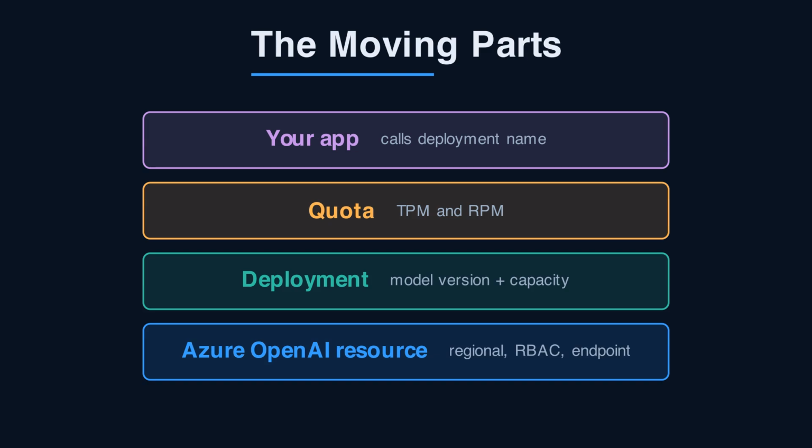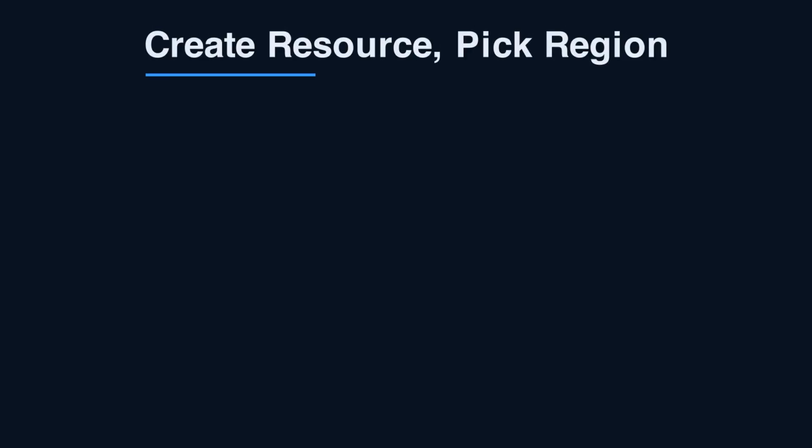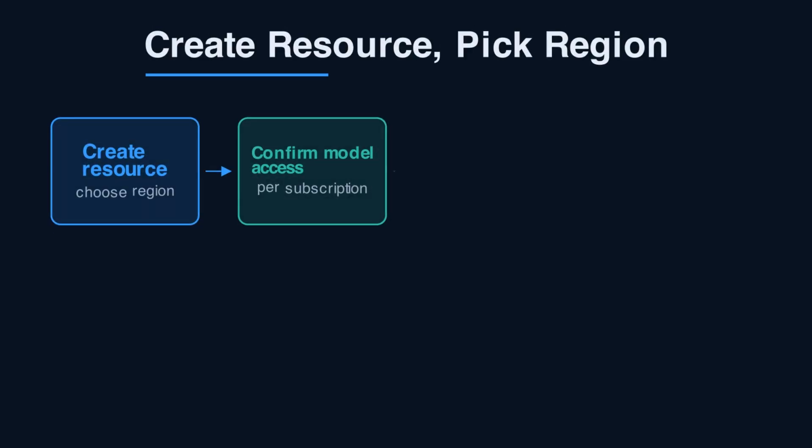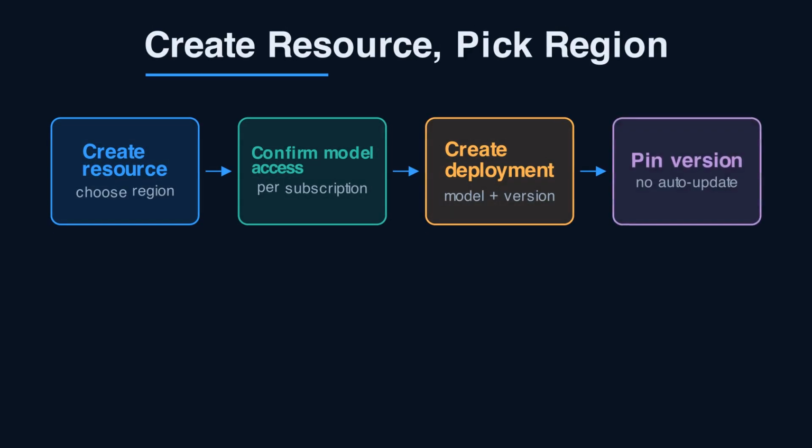The resource is your security and networking boundary. The deployment is your throughput and versioning unit. Step 1. Create the resource. Region matters more than people expect because model availability differs by region and your quota is allocated per region per subscription. Check the current model availability table in the Azure docs before you commit, since it changes often.